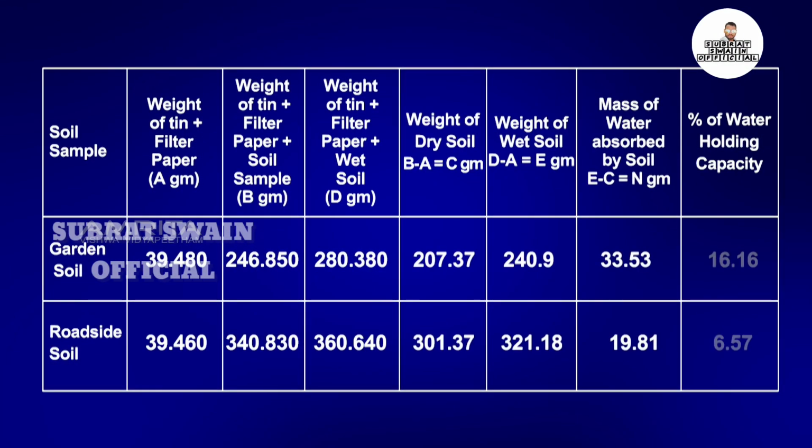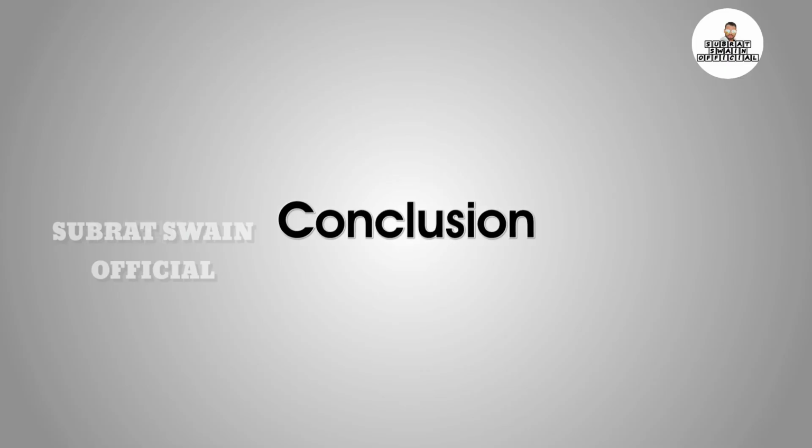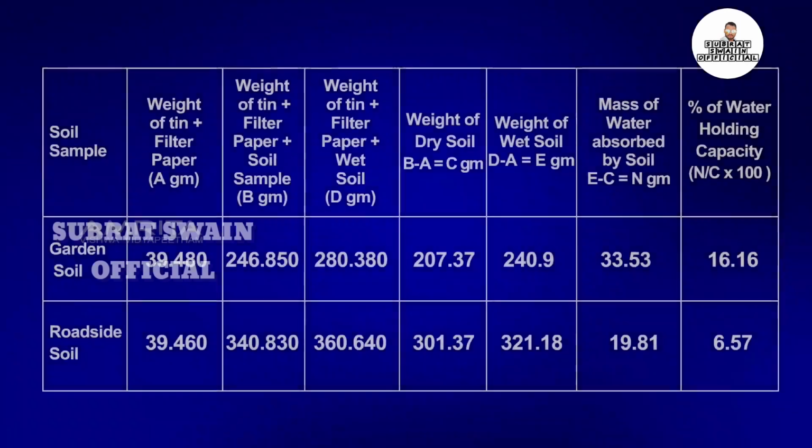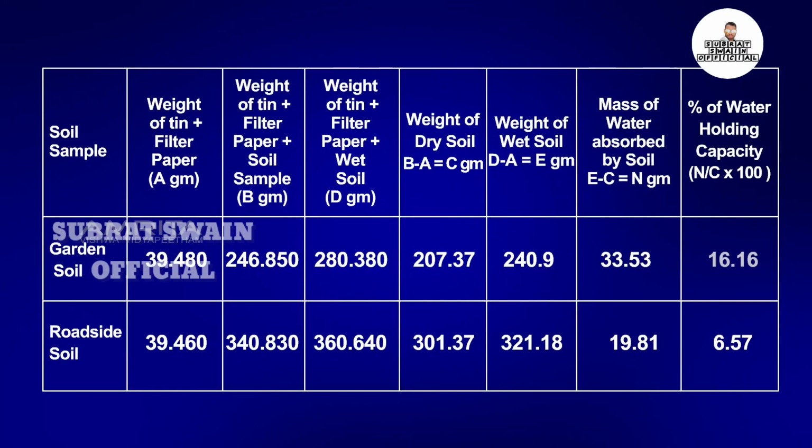Calculate the percentage of water holding capacity of the garden soil and roadside soil. Conclusion: garden soil retains more water and thus has higher water holding capacity than the roadside soil.